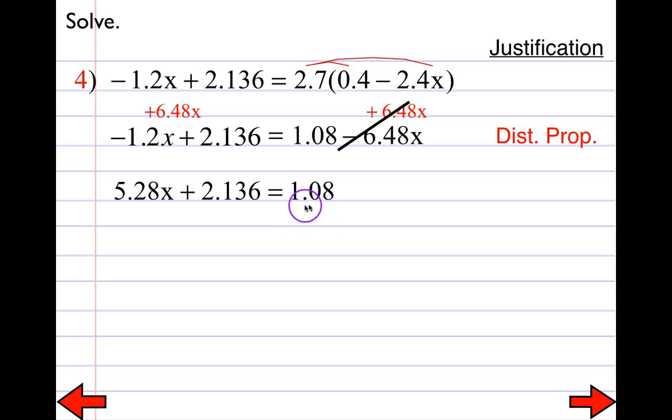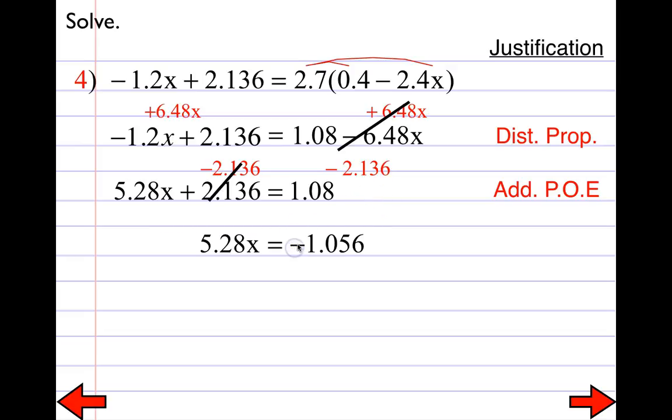So again, I just brought it down. How did I get this step? Since I added 6.4800x to both sides, I'm going to say I used the addition property of equality. Now I'm going to get rid of my constant by subtracting 2.136, thousandths, not hundredths, from both sides, which is going to leave me with 5.28x equals negative 1.056. So how did I get this step? Since I subtracted 2.136 thousandths from both sides, I used the subtraction property of equality.